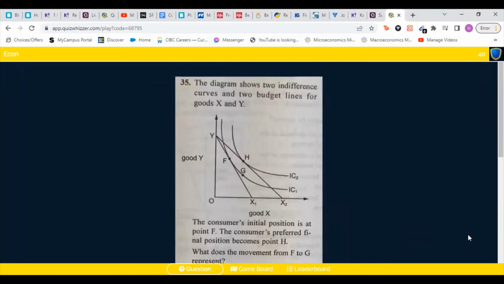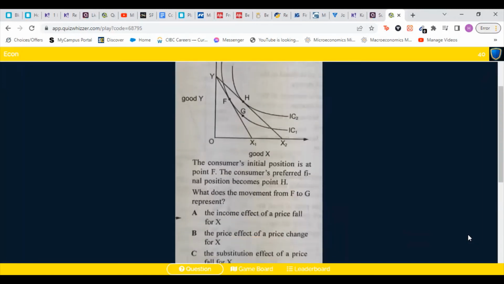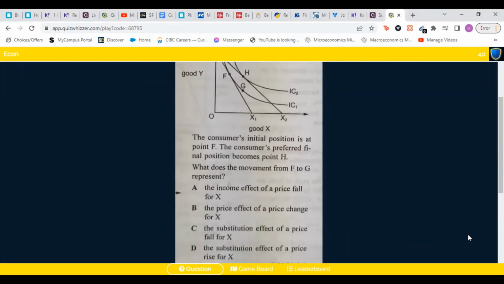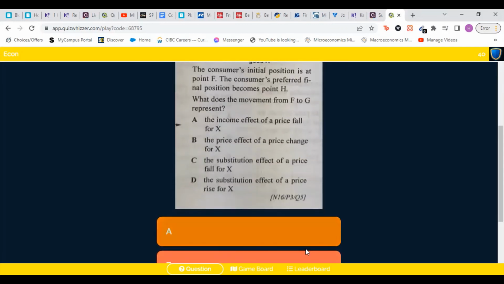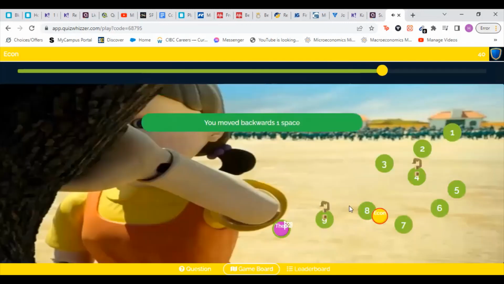The diagram shows two indifference curves and two budget lines for goods X and Y. The consumer's initial position is at point F. The consumer's preferred final position is at point H. What does the movement from F to G represent? Would that be B? Yeah, that one's a hard one.